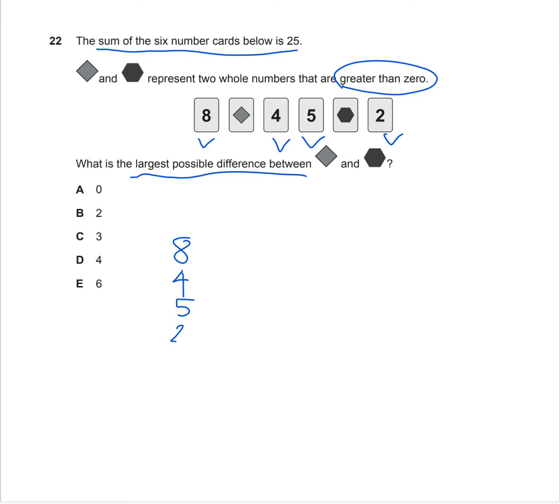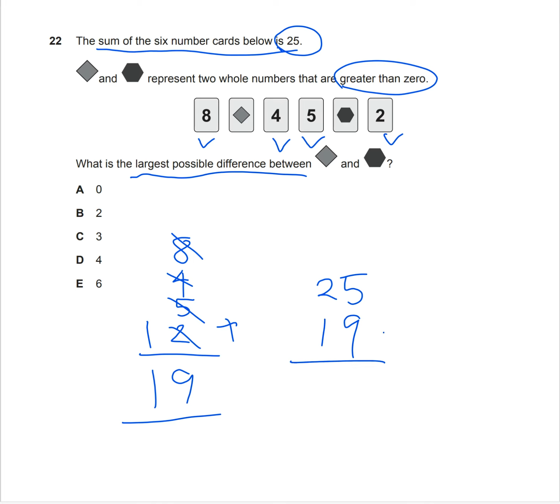We can add the current numbers up and see what we get. 8 plus 4 plus 5 plus 2. 8 plus 2 is 10. Let's carry it over. 5 plus 4 is 9. We have a total of 19. Now the sum of the 6 numbers is 25. So we're going to minus off the 19 that we added. We have to borrow, 15 minus 9 is 6 and 1 minus 1 is 0. Okay, so we have 6 as the value that we can have between this and this.